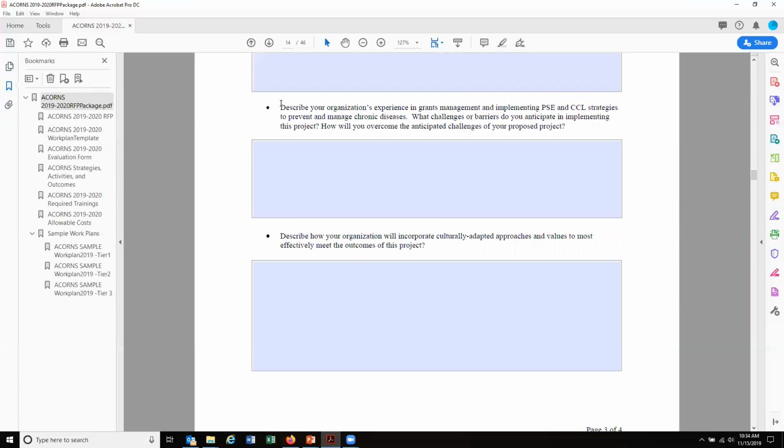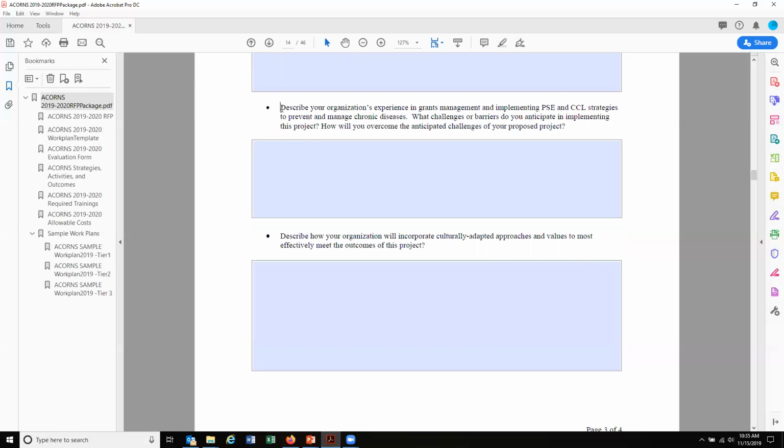The next one is: describe your organization's experience in grants management and implementing PSE and CCL strategies to prevent and manage chronic disease. What challenges or barriers do you anticipate in implementing this project? How will you overcome the anticipated challenges of your proposed project? So again, as somebody who's administering public funds, we want to understand what your experience is with managing grants and also completing PSE or CCL strategies, particularly in preventing chronic disease.